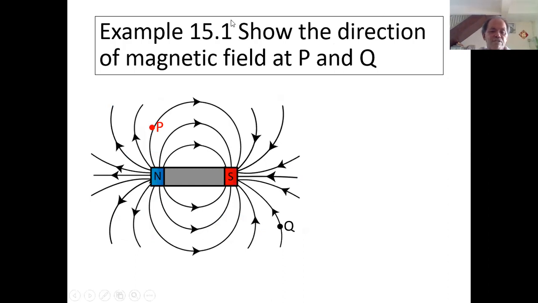And then I ask you to solve this question. Where is the direction of the field along P and Q? On P it is just a tangent to the curve. Follow this arrow. Along Q it is towards the south pole. It's a tangent also.